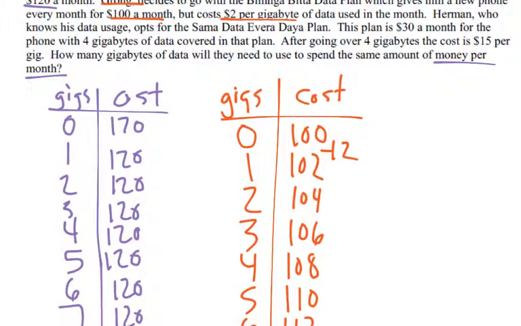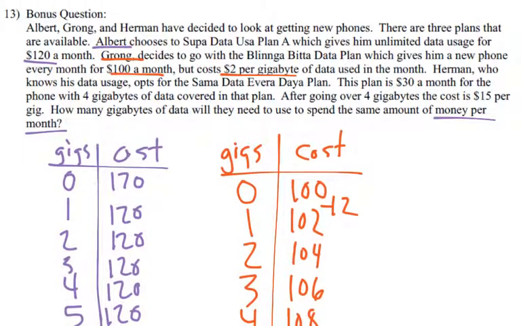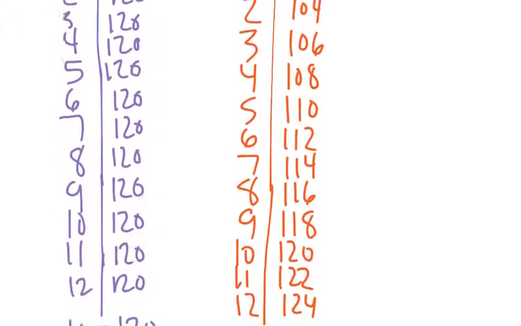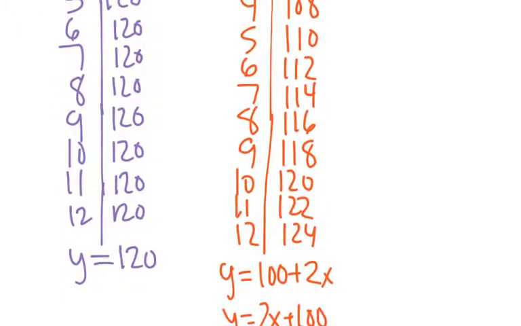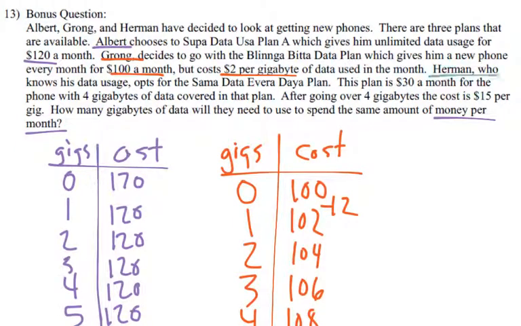So we could have tried to graph these together. Okay, now this last one, and we can see at 10, that's where we got 120, right? So now he spent as much as his other brother. So now Herman, okay, he pays 30 a month for a phone, but he gets 4 gigs covered in that plan. So here's the way you'd think through his.